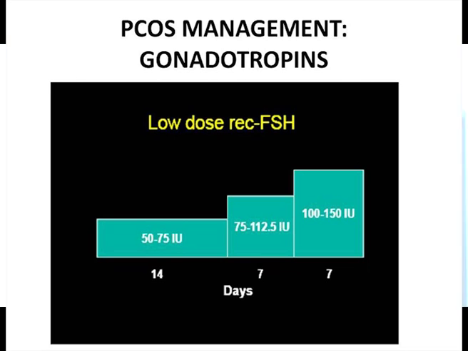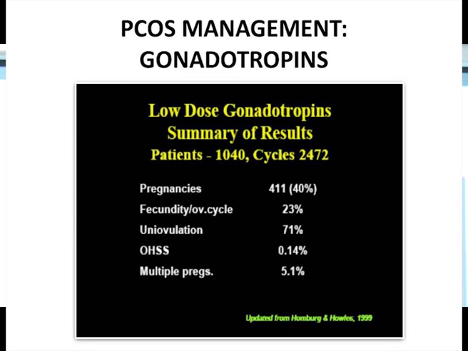And if you use a low dose, in terms of your pregnancy rates, you're looking at ovulation rates of around 71%, which is very good. Fecundity of 23% is not even better than Clomid, but at least you reach some milestone, because those patients were failing with Clomid. Multiple pregnancies, that's 5%. I don't think it's very scary, but it's high nonetheless.